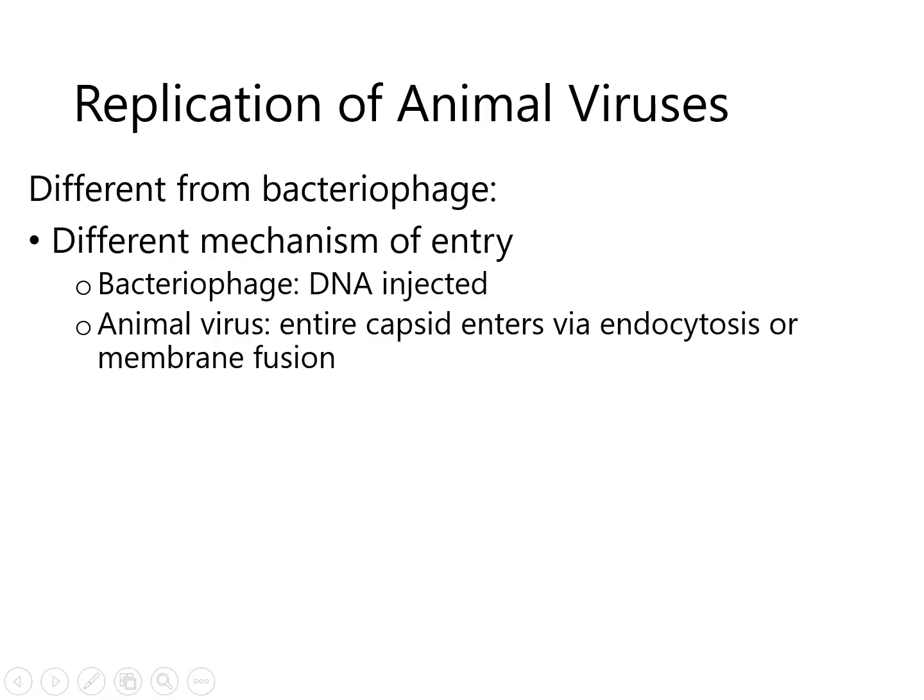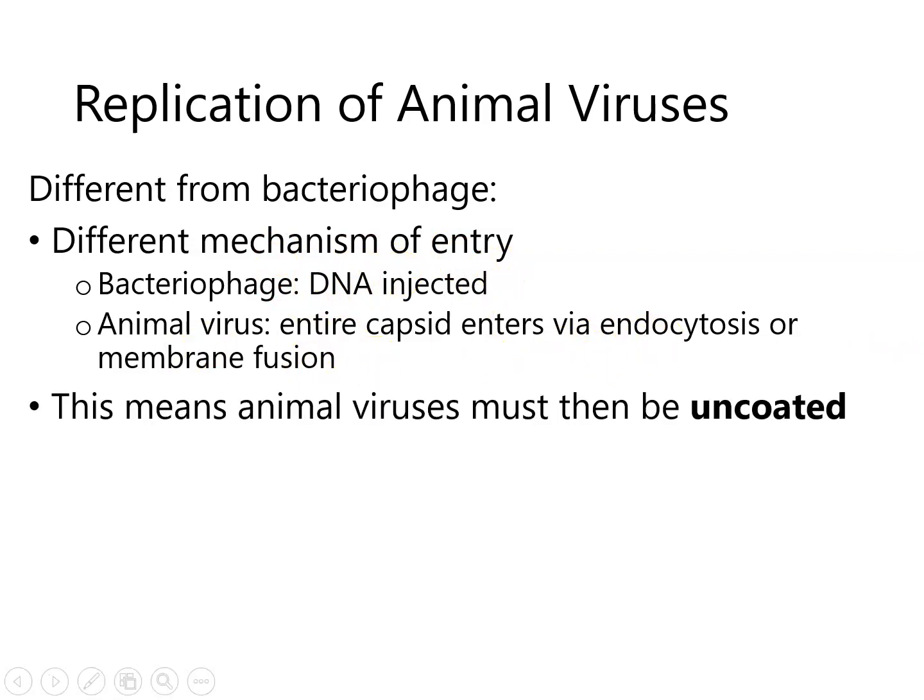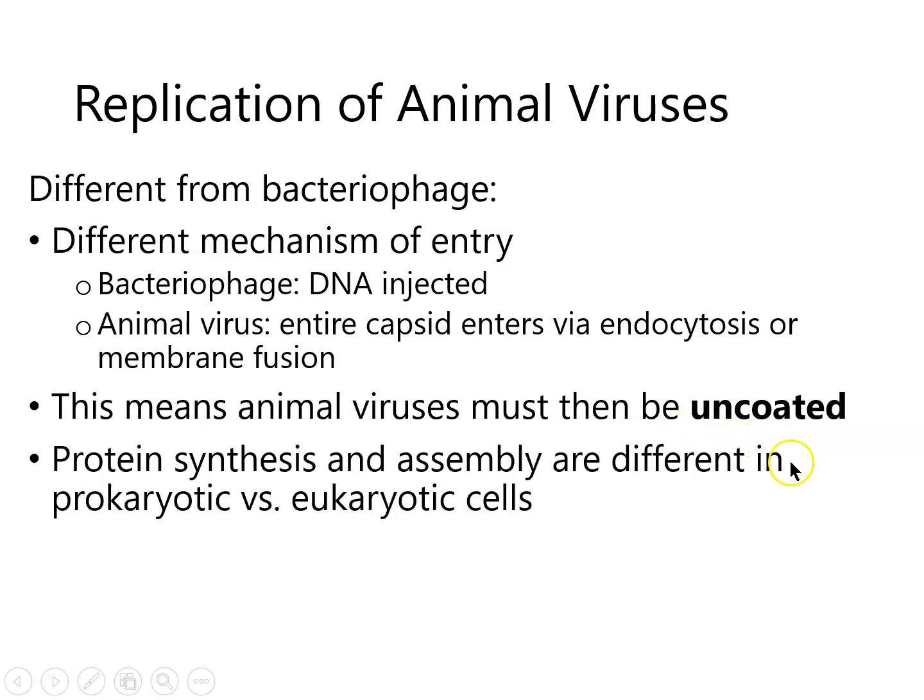Let's keep going. So then we look at animal viruses and how they replicate. And again, they're different because they get in a different way. They can use endocytosis or membrane fusion. And that means once they get into the cell, what gets in is the capsid, and it has to be broken open. So that means the animal virus has to uncoat.